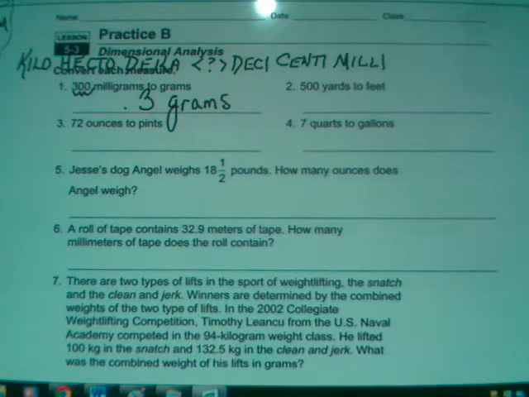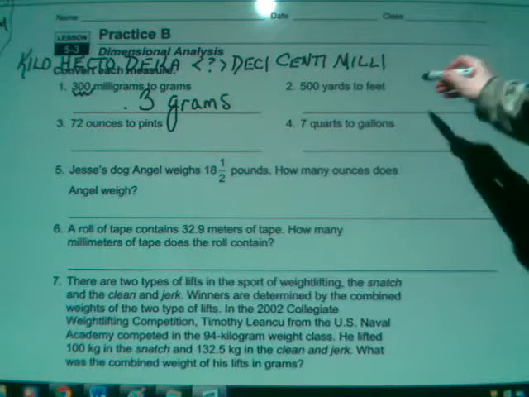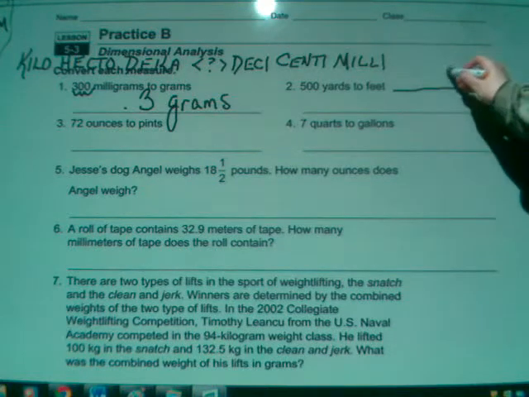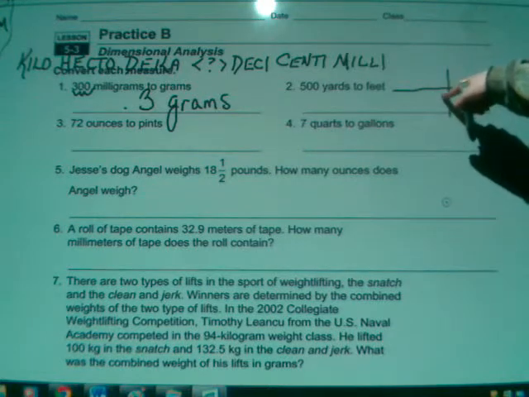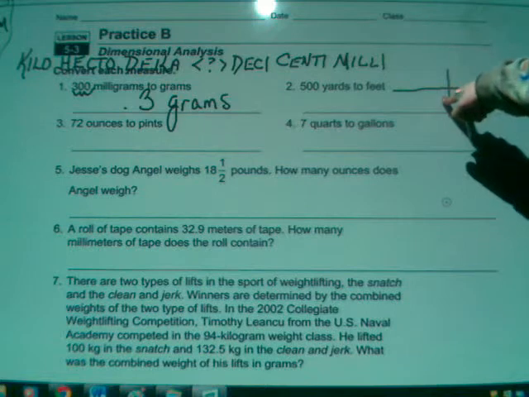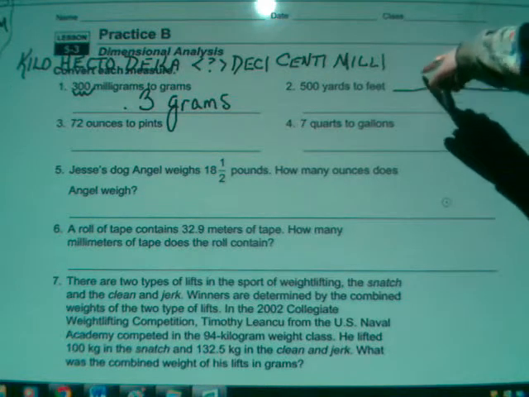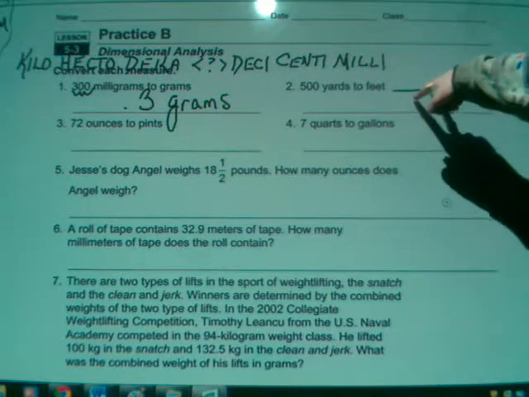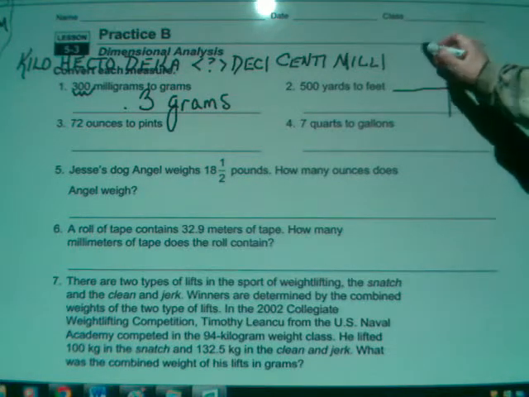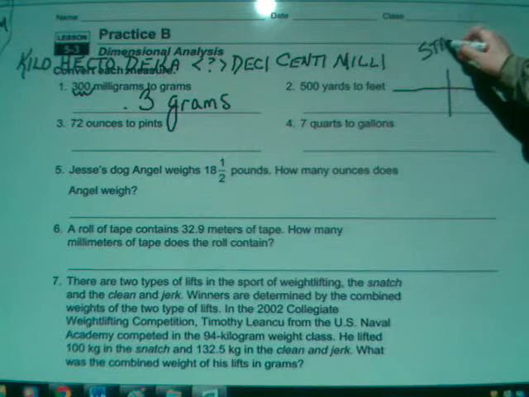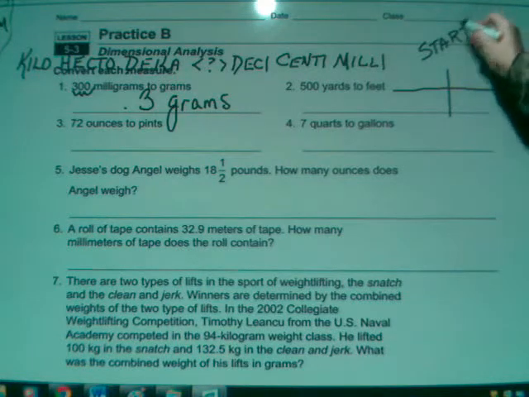All right, number 2, we're converting 500 yards to feet. So we're going to set up our T-chart here. Remember, when we do T-chart conversions, most of the time this bottom box is going to be blank, unless we get to a question like 60 feet in 2 hours, in which case it would be 60 feet over 2 hours. But otherwise, this box down here is going to be blank. This box up here is where we're going to put what we're starting with. In this case, we're starting with 500 yards.